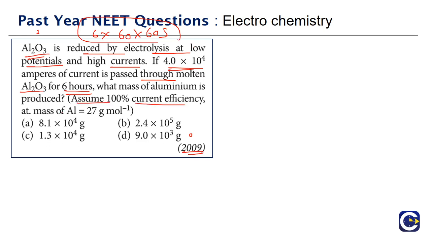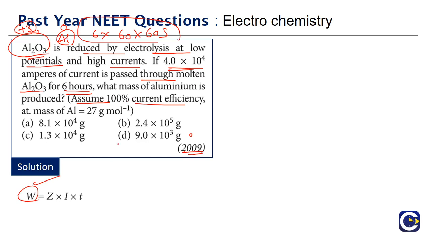Assume 100% current efficiency, meaning 100% of the electrical energy used results in the formation of the aluminum. So whatever charge is provided by the passing of current, the entire charge is used for the reduction of the aluminum, because in Al2O3 aluminum is in which state? +3 state, right? In the aluminum metal state, aluminum will be in the zero oxidation state, so aluminum is getting reduced.